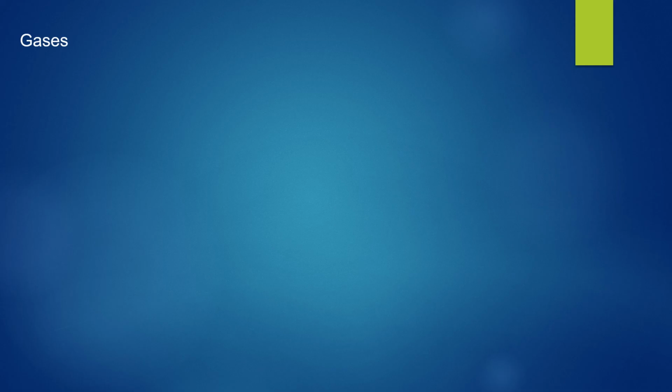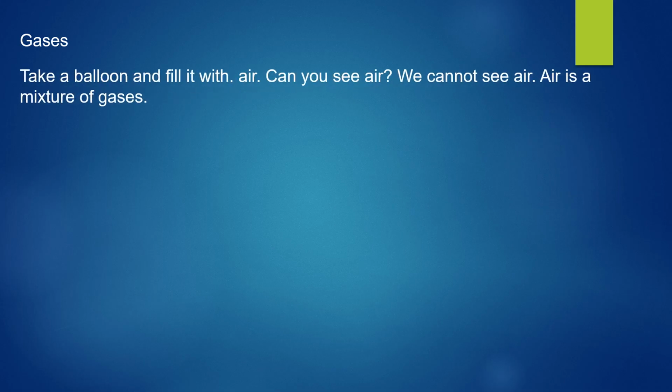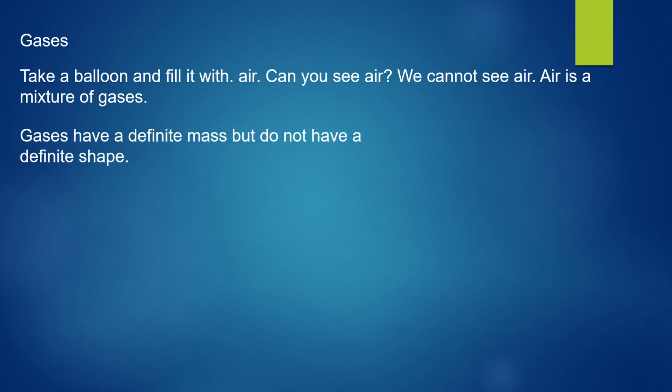What does it mean by gases? Gases are different things, like there are different gases in the atmosphere: carbon dioxide, oxygen, etc. Take a balloon and fill it with air. Can you see air? We cannot see air. Air is a mixture of gases.